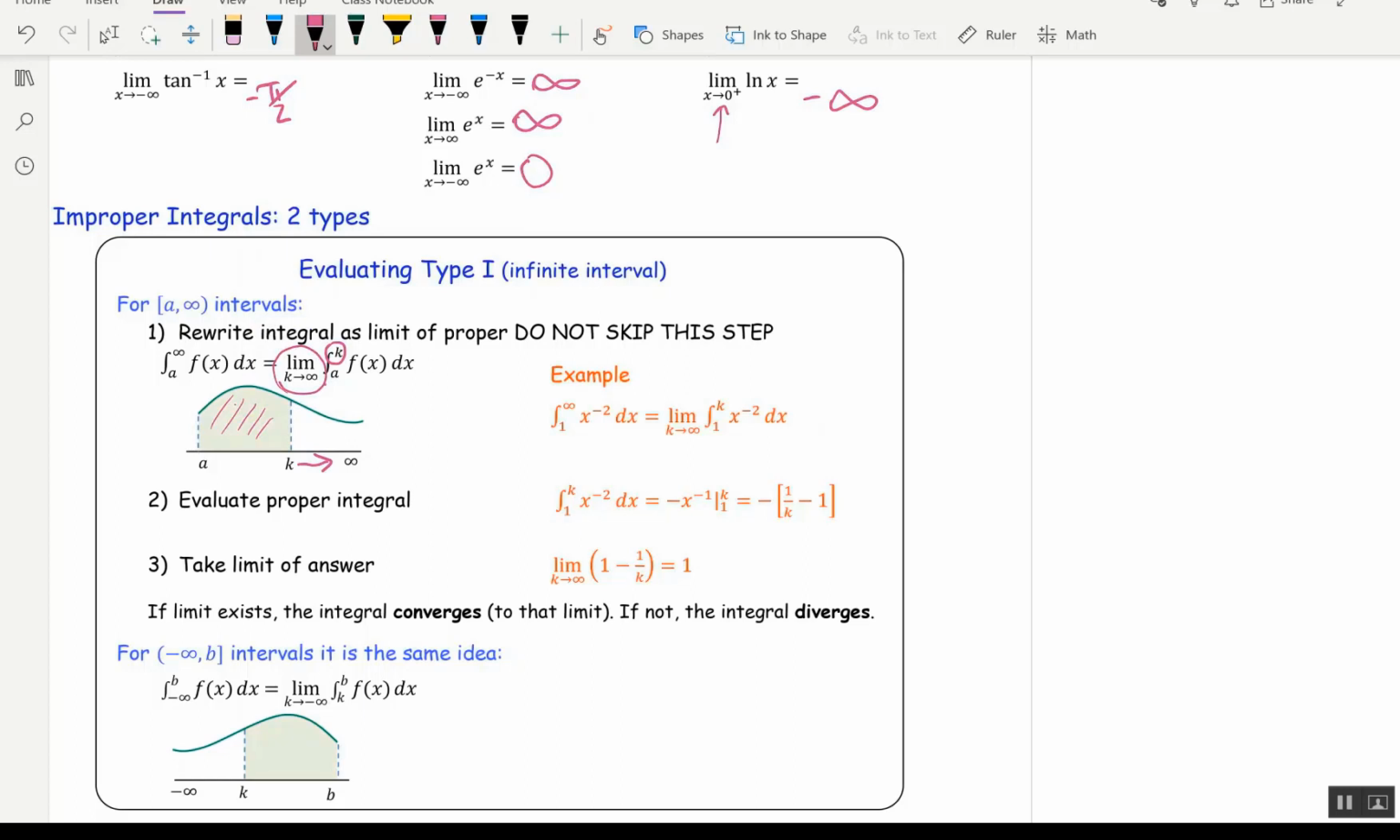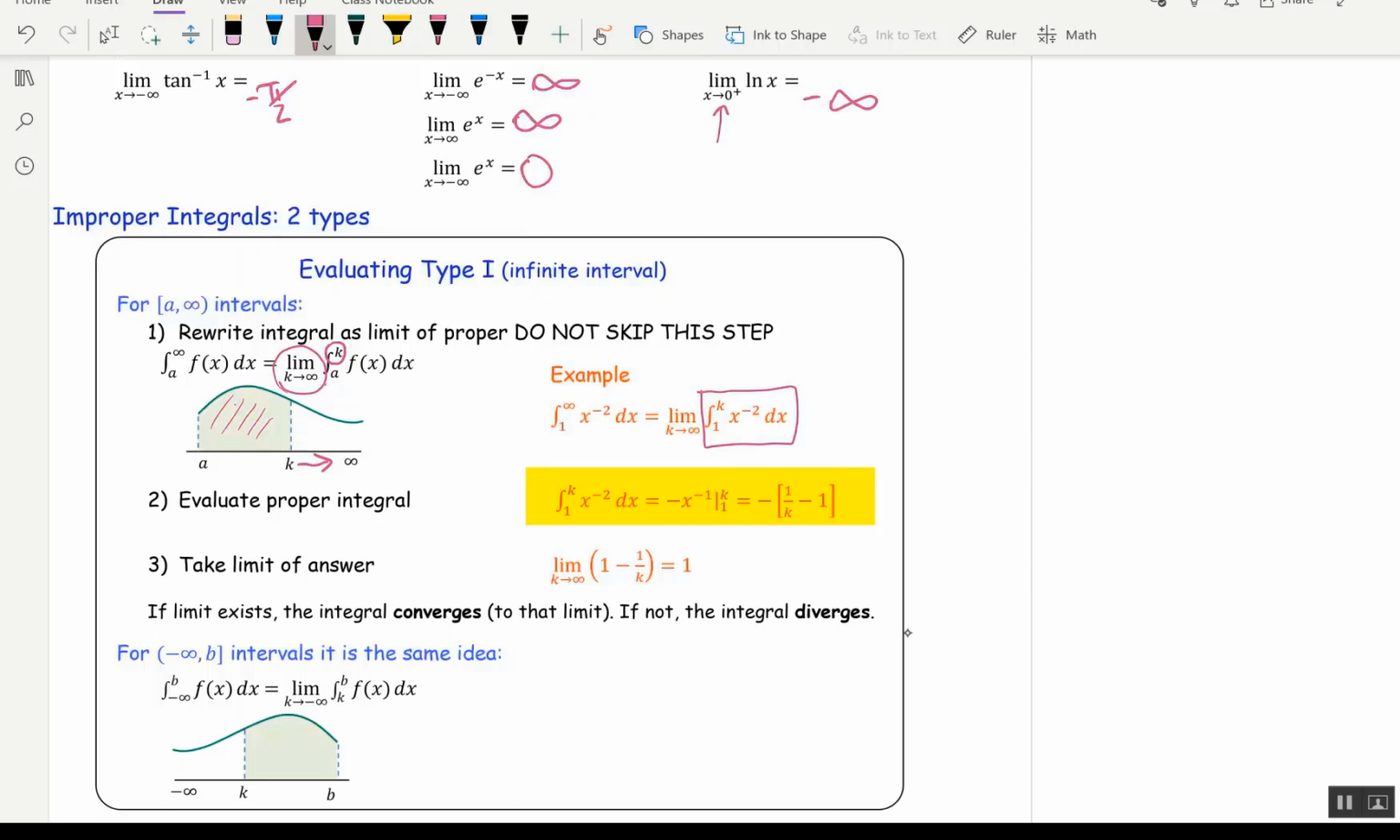So, in terms of how to do this in steps, step 1, rewrite. And so I have an example over here. I want to go from 1 to infinity, x to the negative 2 dx. So instead of going from 1 to infinity, I go from 1 to k, and then I take the limit as k goes to infinity. Step 2, just evaluate this part. Leave the limit off and evaluate the proper integral, and there'll be a k in your answer. And so I did that, and you can see I got negative 1 over k minus 1.